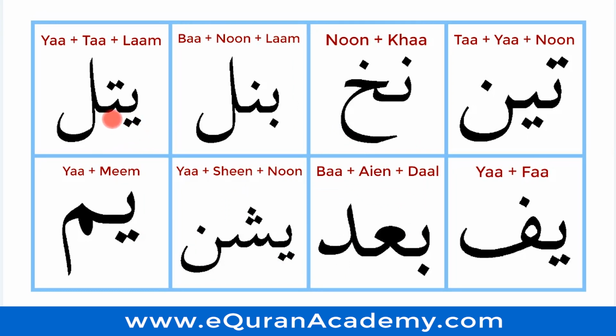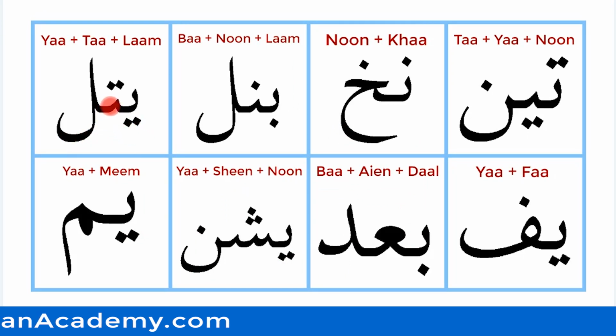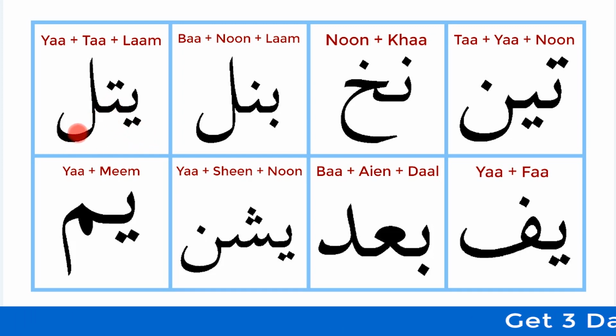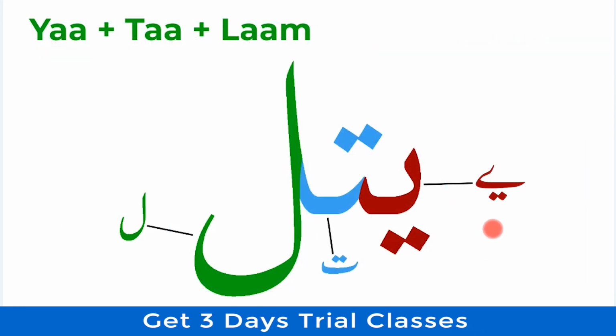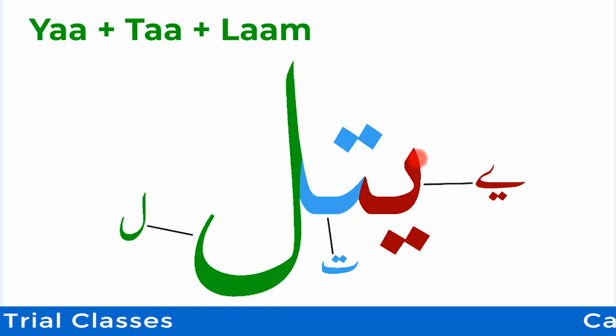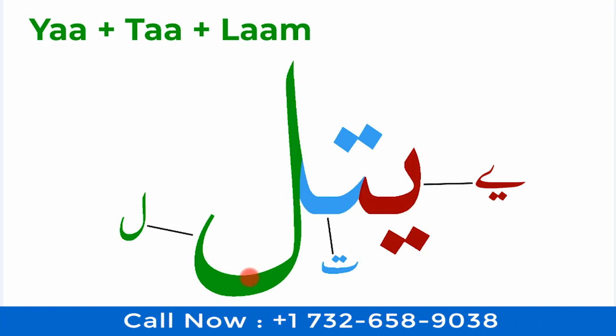Ya, ta, lam. This is ya, this is ta, this is lam. This is single ya. When we write ya in Arabic words, ya will be written like this. Ya, ta, lam. Ya has two dots below, ta has two dots on top.